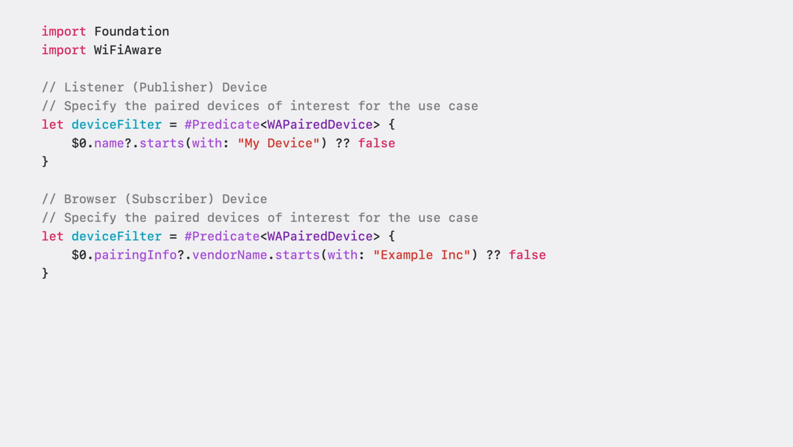Let's explore how to use the Network framework in your application to establish a Wi-Fi Aware connection. Before publishing or subscribing, your app needs to select the paired devices of interest. In the example here, the publisher creates a filter for devices with names starting with "My Device". Similarly, the subscriber's filter is selecting devices with vendor names starting with "Example Inc". The necessary parameters are now available to start listener and browser instances using the Network framework.